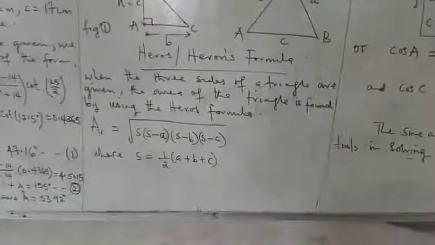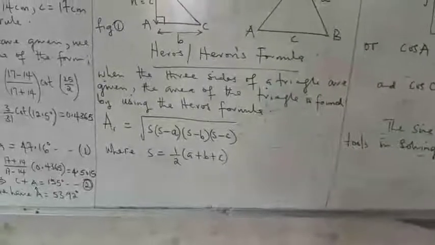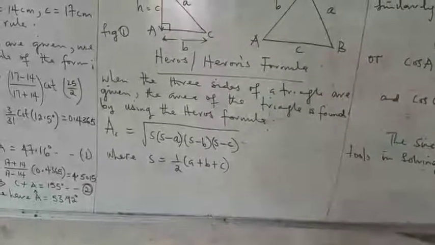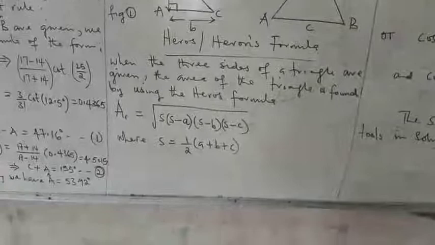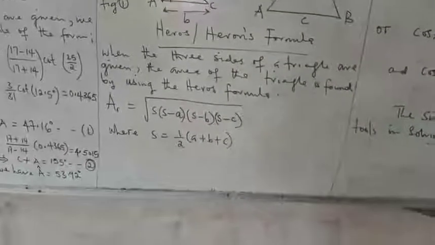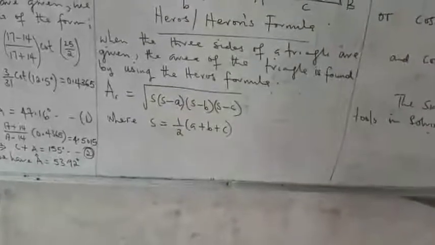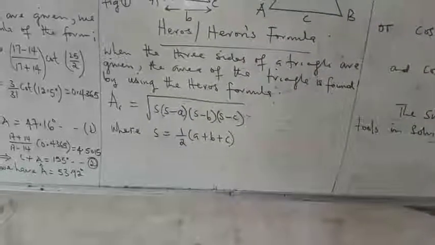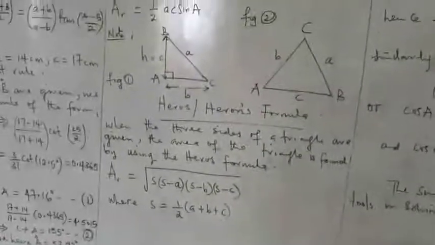Hero's or Heron's formula. When the three sides of a triangle are given, the area of the triangle is found by using Heron's formula. Area equals root s into s minus a into s minus b into s minus c, where s is given as half into a plus b plus c, and a, b, c are the sides of the triangle.